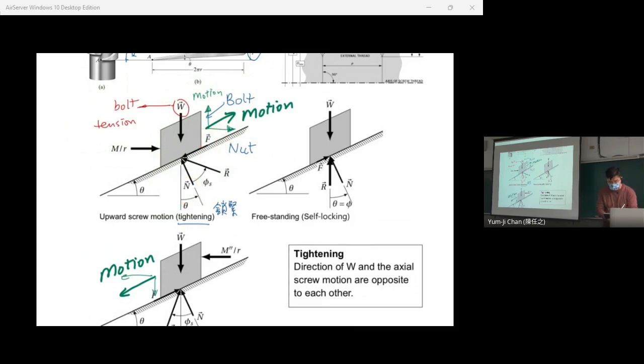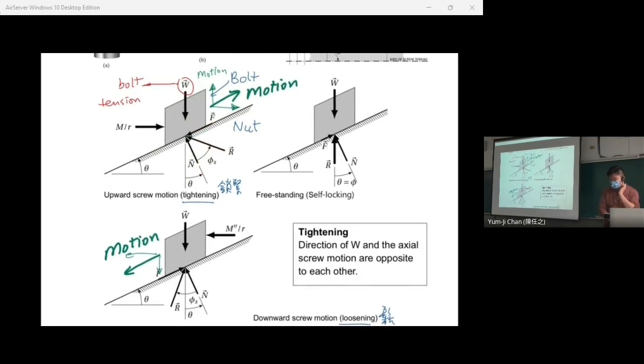So if the resultant of F and N is R here, the direction of R is phi S from N. Because motion is going to the right, the friction is going to the left. And the resultant of F and N is in this direction, out towards the left.